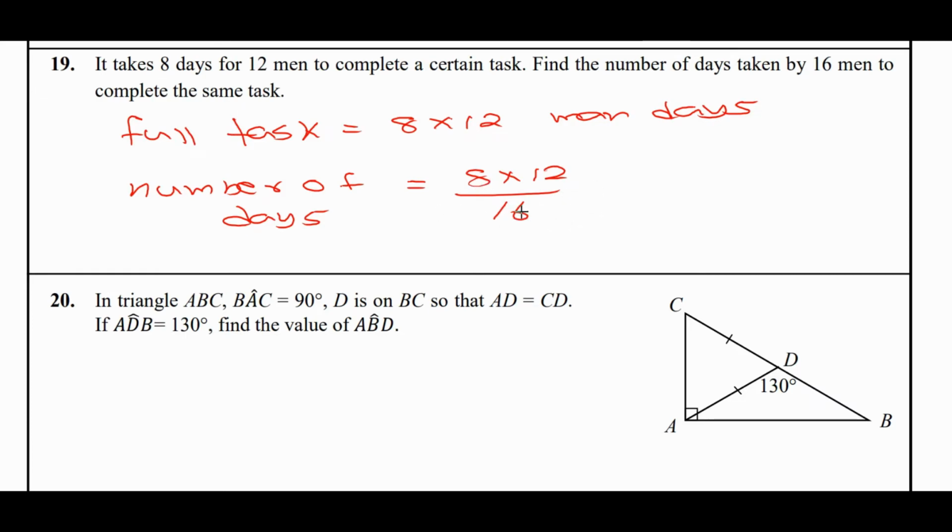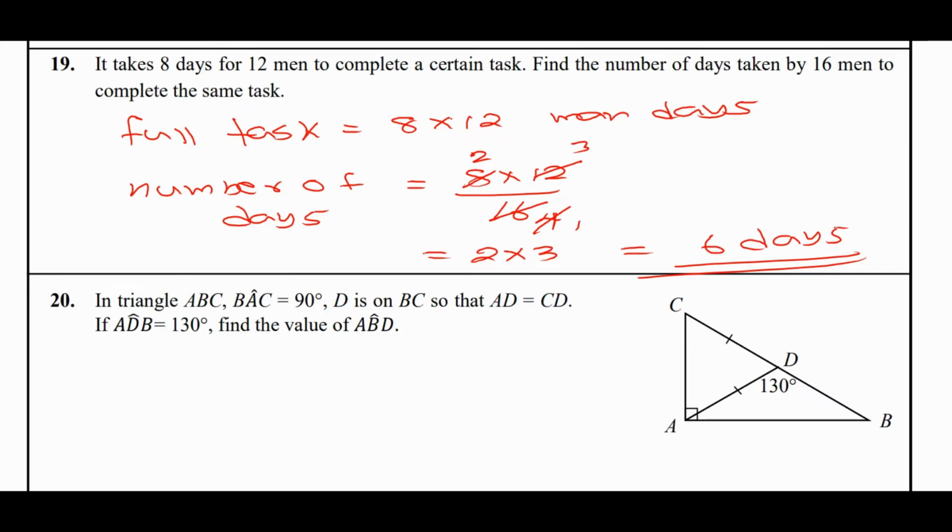Then let's simplify this. I can cut 16 and 12 by 4. This would be 3 and this would be 4. And again I can cut this 8 and 4 by 4. Then this should be 1, this should be 2. Then we will have 2 into 3 means 6 days. The task can be completed in 6 days using 16 men. After completing question number 19, we will jump into question number 20.